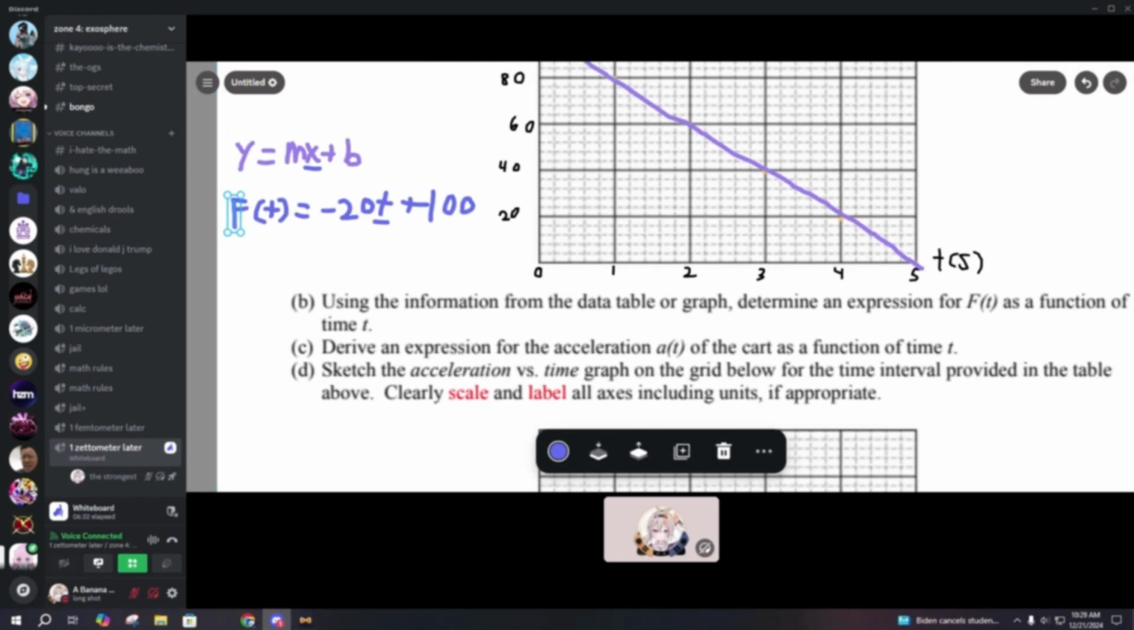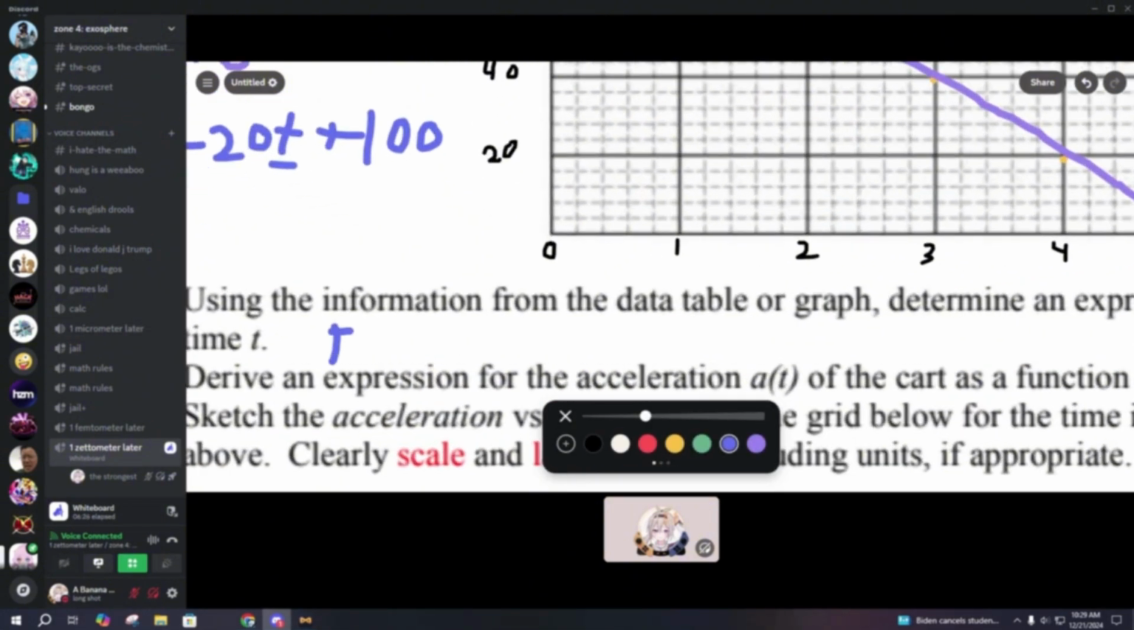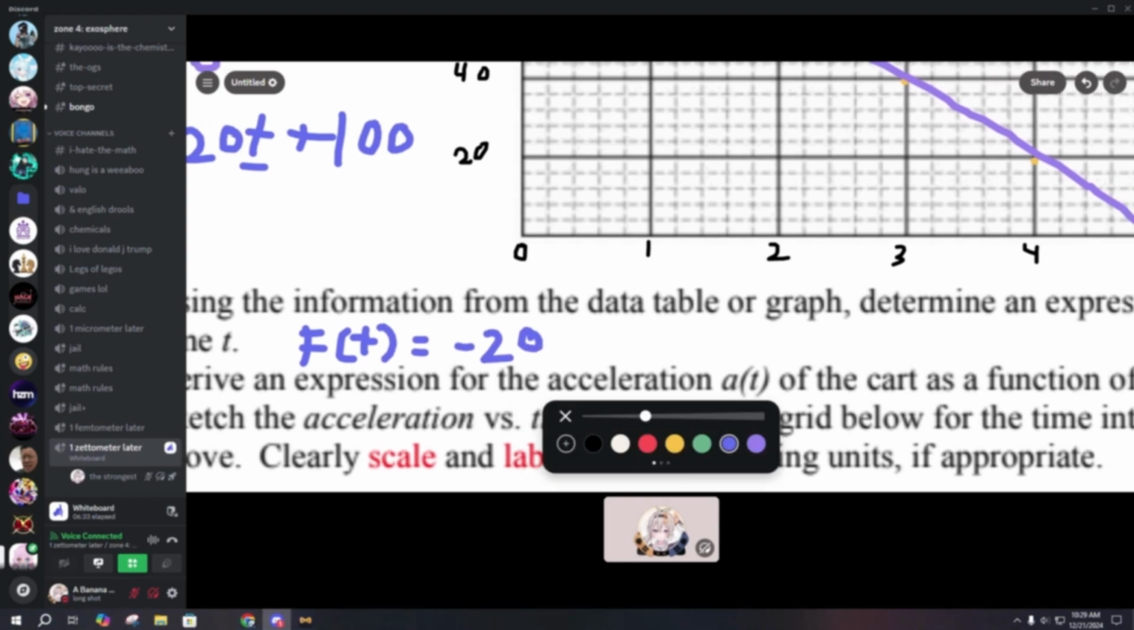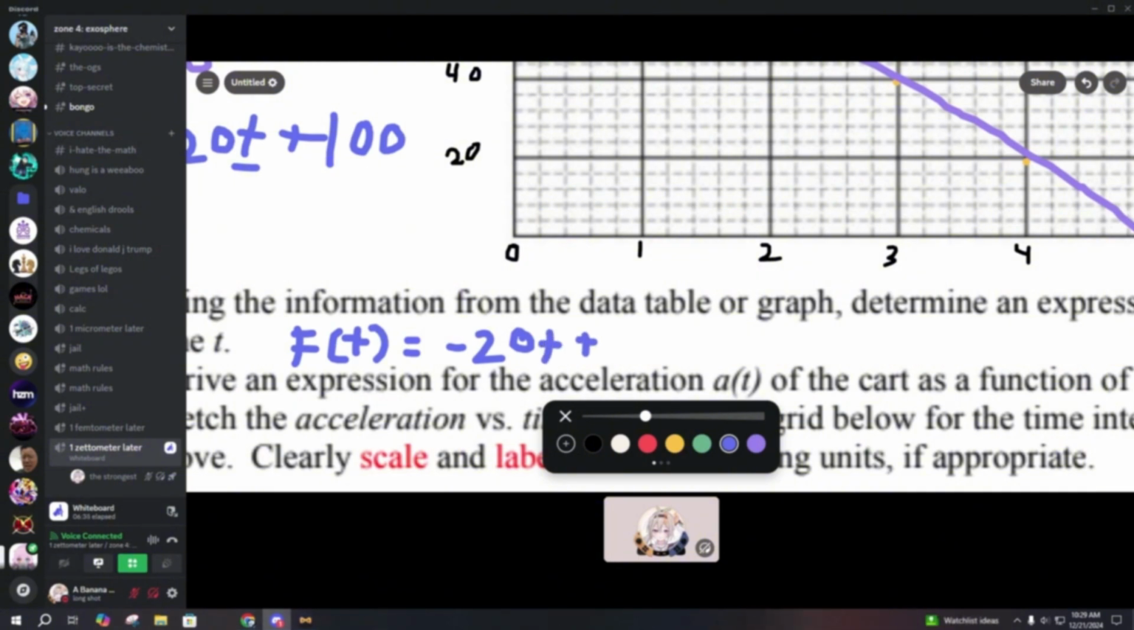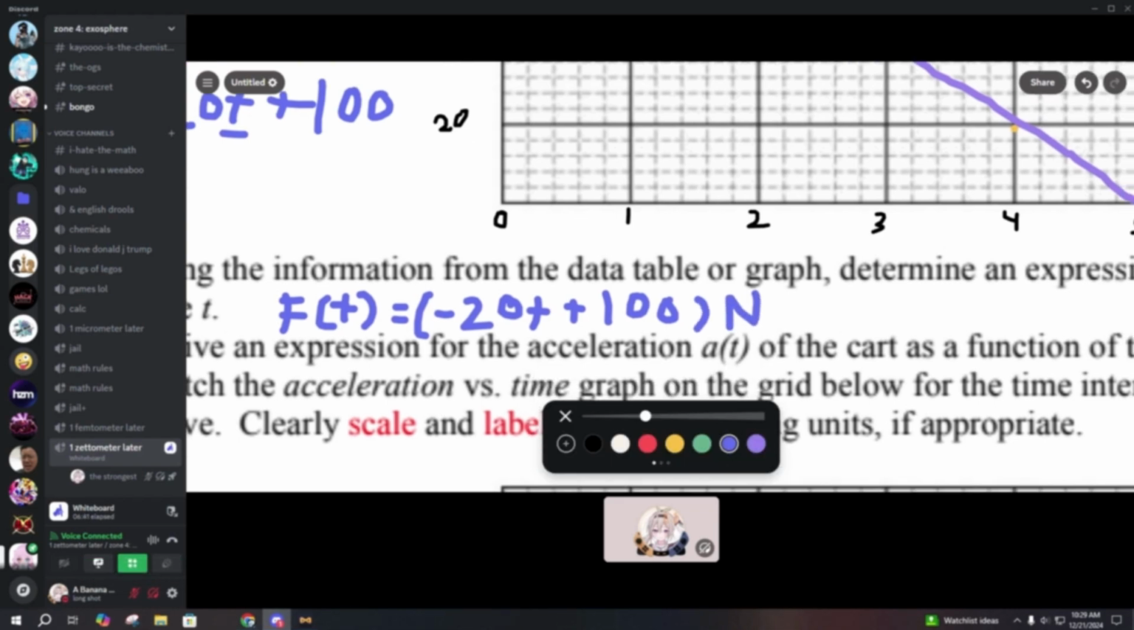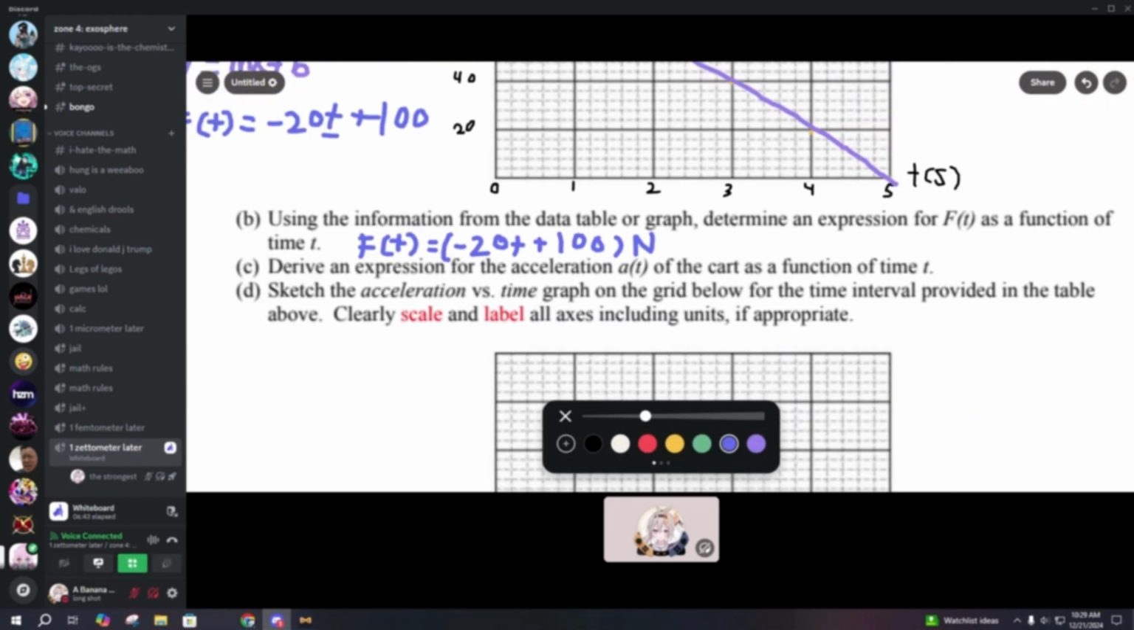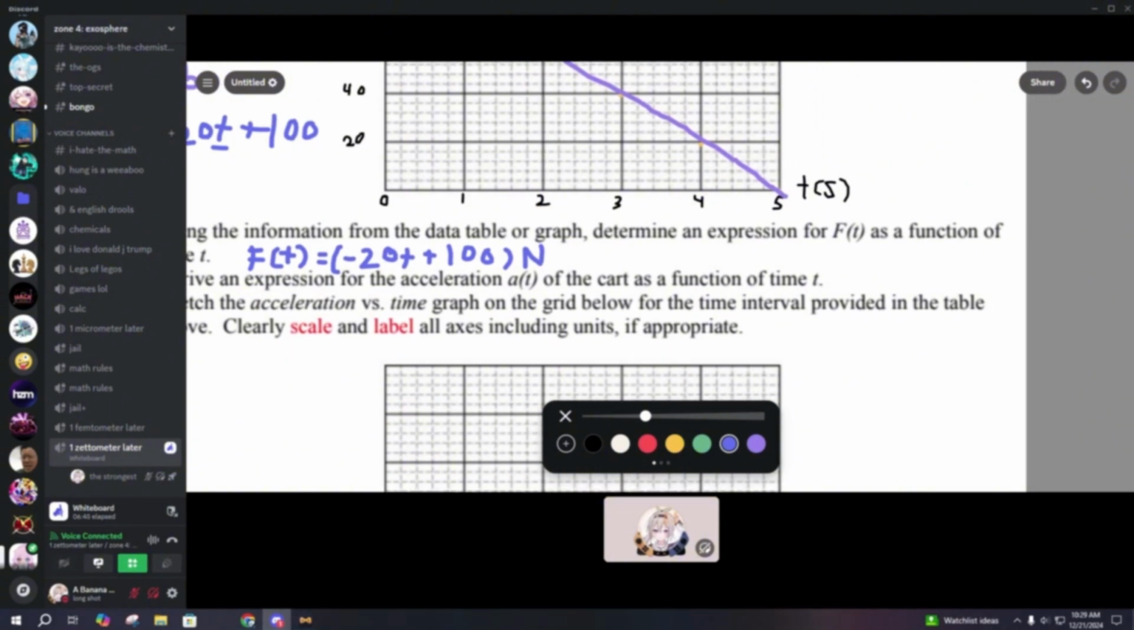So let's bring that. Actually, I have the whole thing on here, so I just rewrite it. F equals negative 20t plus 100. To clarify again, this would be in newtons, and time is in seconds. Derive an expression for acceleration of the cart as a function of time.